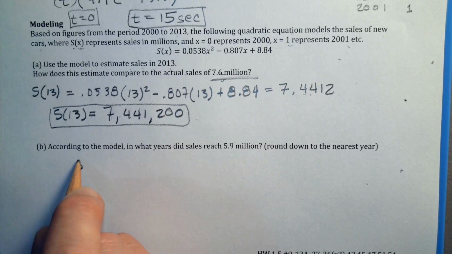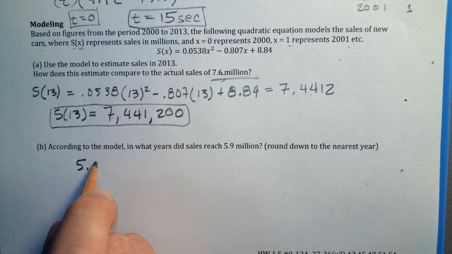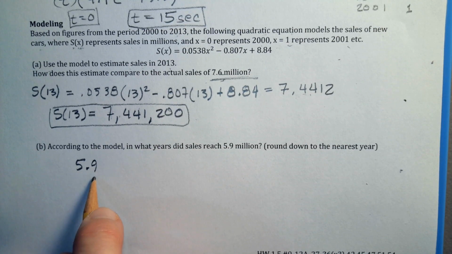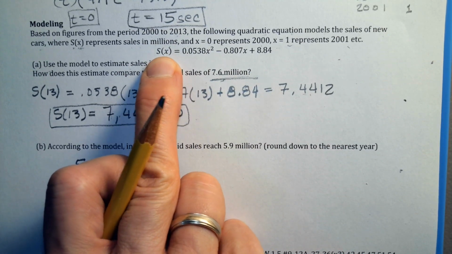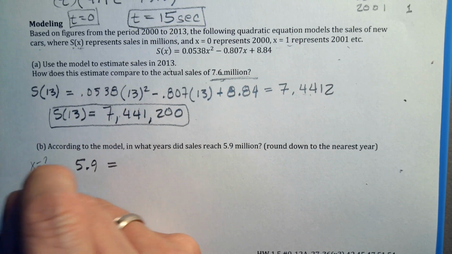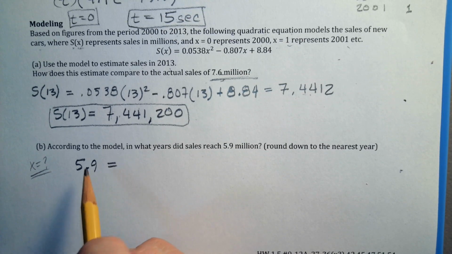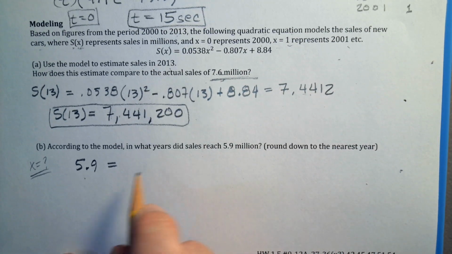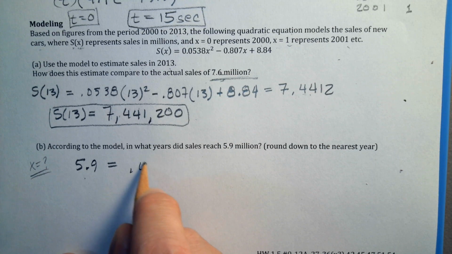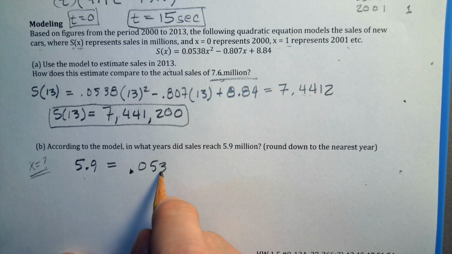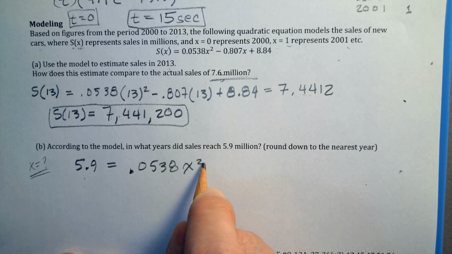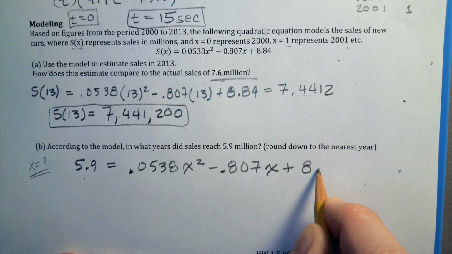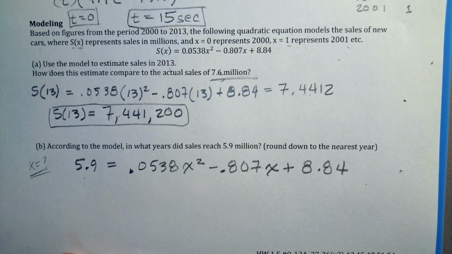All right, so we want to put this not as 5 million, but 5.9, because the function is in sales in millions, so we need to put 5.9 for the final amount that we want. We just don't know what the time is or what the x is, but we know what the car sales is that year, or when we're going to hit it anyway. And again, this will be sort of an estimate, so we could do 0.0538 x squared minus 0.807 x, and then plus 8.84, and we just want to solve this.